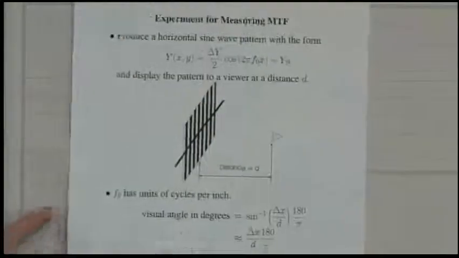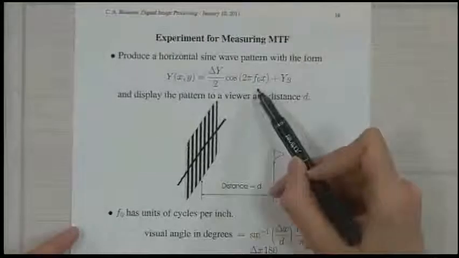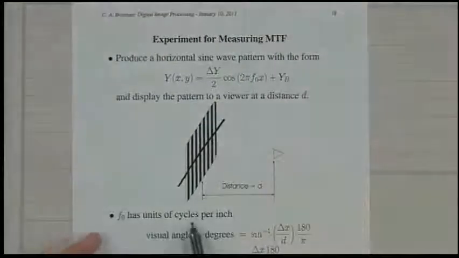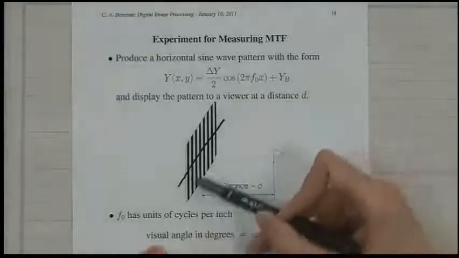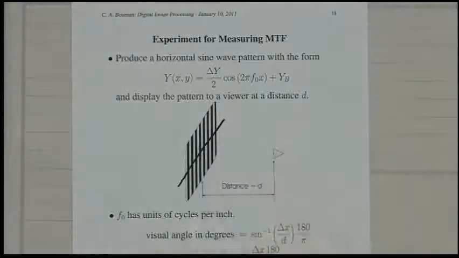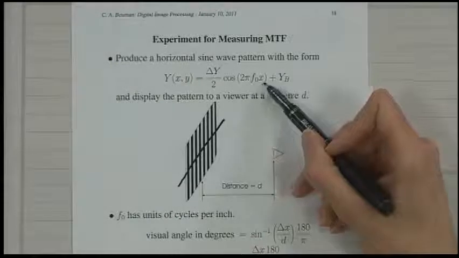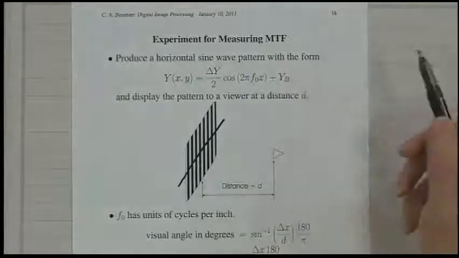I guess it wasn't mentioned: this f naught, that frequency that we have up here, is in units of cycles per inch, because our independent variable x represents a distance in units of inches.